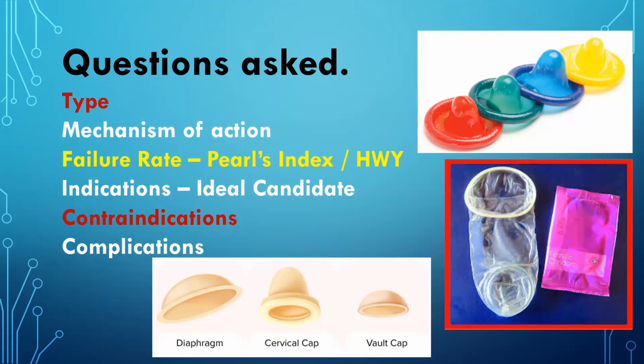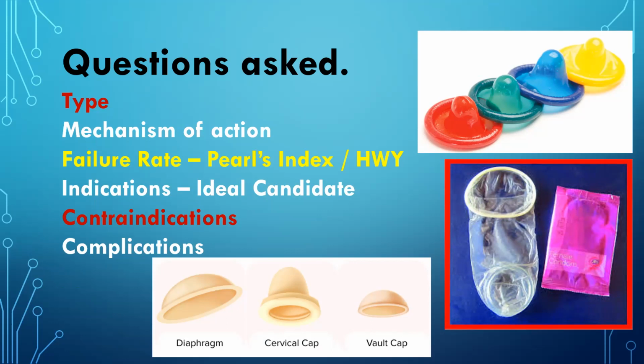Usually the first question asked on family planning methods or contraceptives is the type of family planning method. So you need to know the classification of family planning methods or contraceptives in detail. Then there will be one question to write down the mechanism of action. Particularly for hormonal contraceptives and intrauterine devices, they will ask the mechanism of action. For each spot on contraception, they will usually ask what the failure rate is.